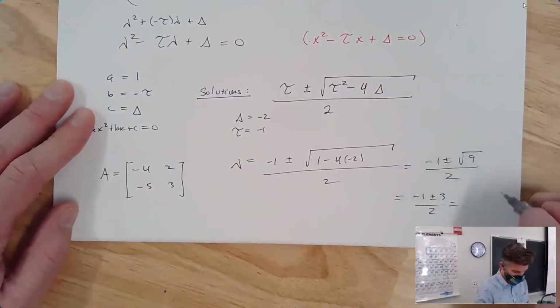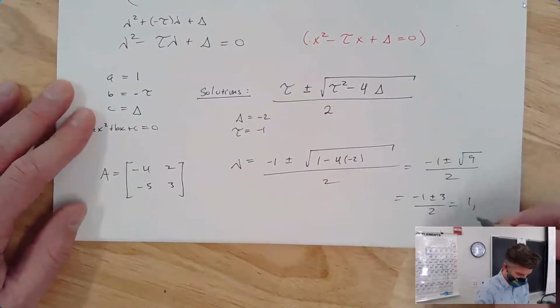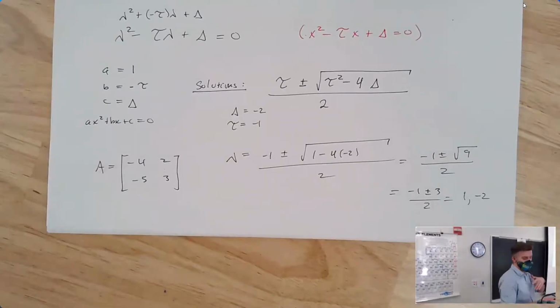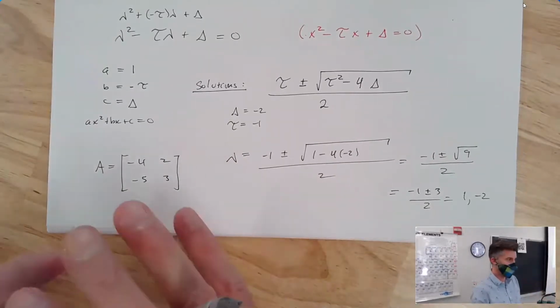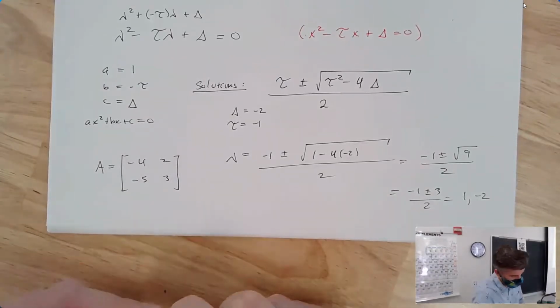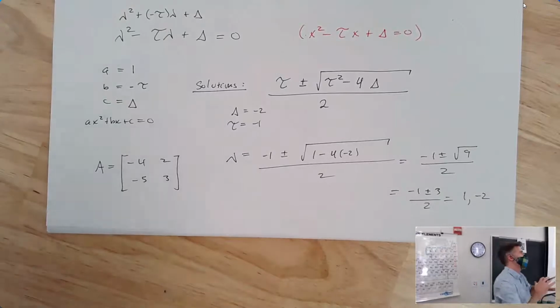But we get -1 plus 3, which is 2 over 2, and -1 minus 3, which is -4 over 2. So why have I spent so much time talking about this? Well, there's a couple good reasons. One of the reasons is you can use this idea to classify things without actually even finding the values.